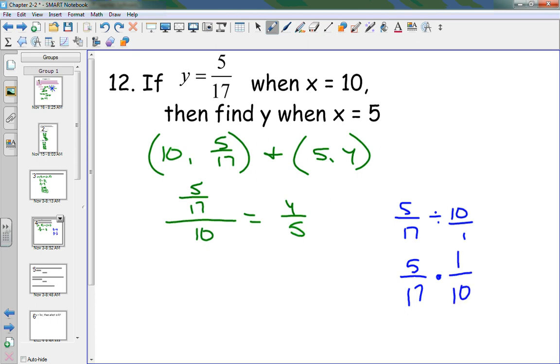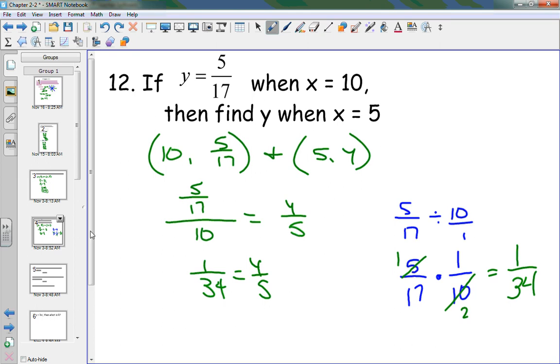And what can I do now? The 5, nope, don't cross multiply, cross reduce. The 5 turns into a 1, the 10 turns into a 2. Marry the tops, 1 times 1 is 1. Marry the bottom, 17 times 2 gives you 34. So what this means is this big, huge, ugly problem over here, this junk on the left, is actually the same thing as 1 over 34 is equal to y over 5. Do we see that, yes or no? Make sense?